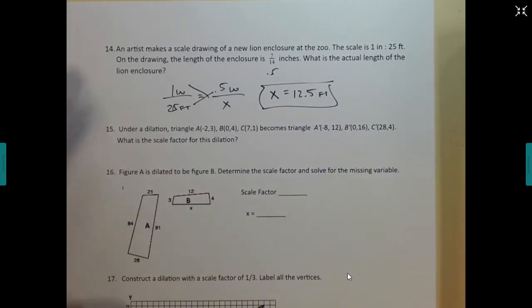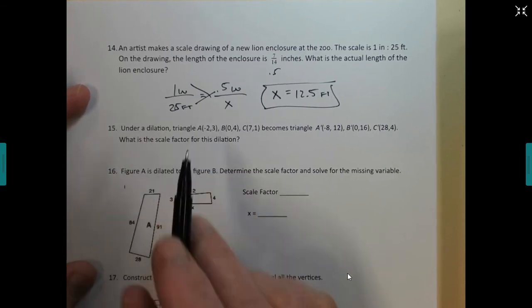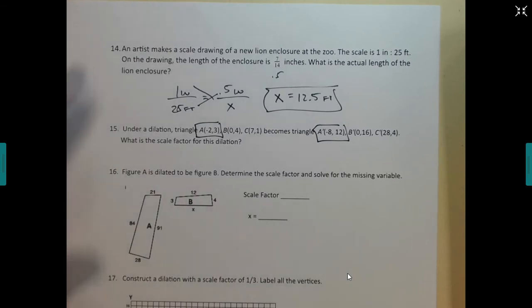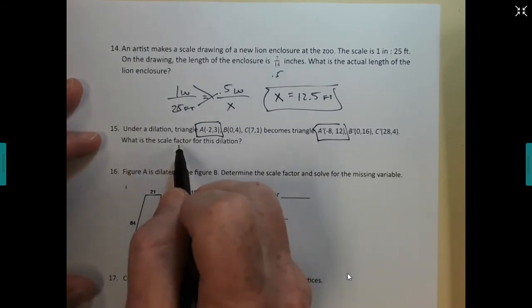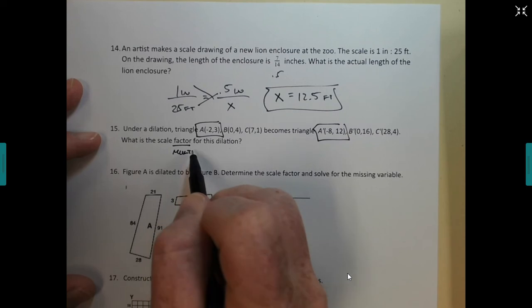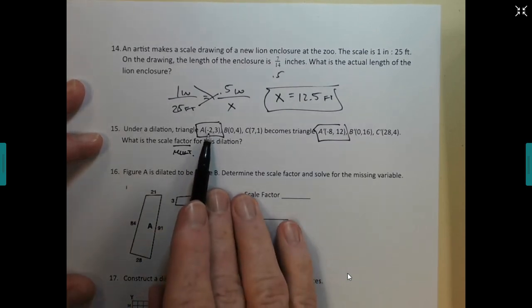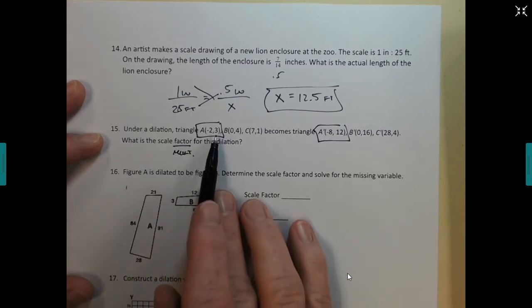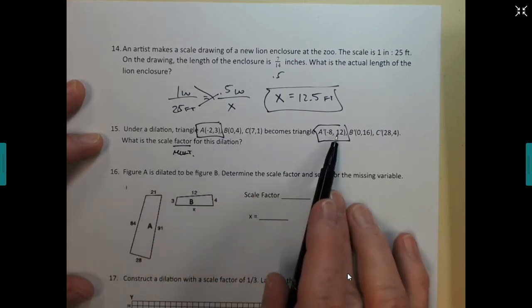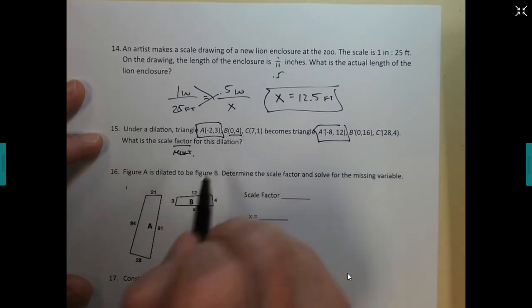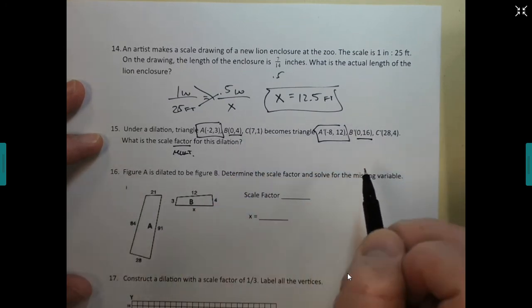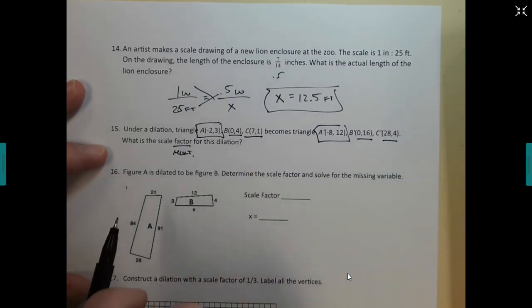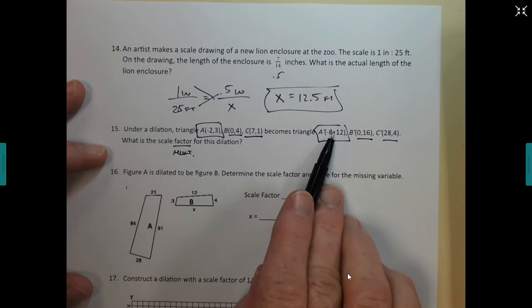Not bad. Under dilation, A becomes here. Now remember, dilations, the way we do it is through a scale factor. This means that all we're doing is multiplying. The question is, what do I need to multiply -2 by to get -8? Sounds like 4, but let's keep trying. What's 3 times 4? Good, 12. If I multiply both of those by 4, do I get this? I do. If I multiply both of these by 4, do I get that? I'm doing great.